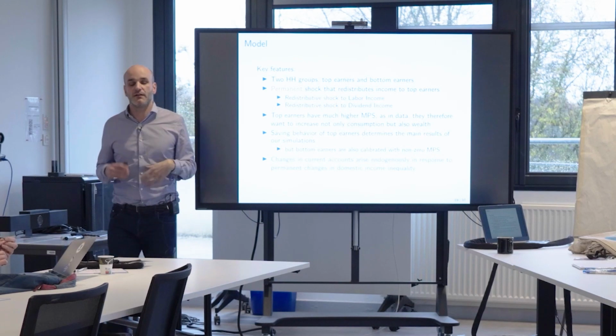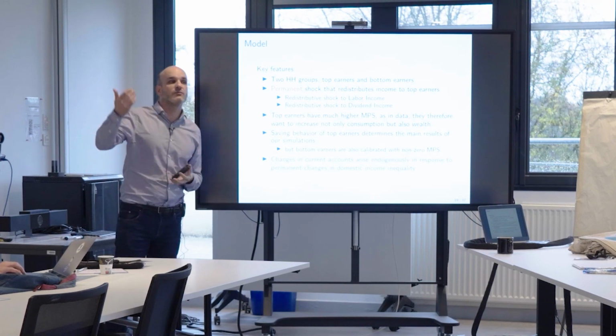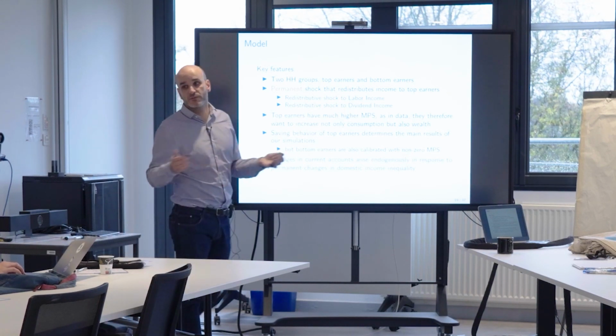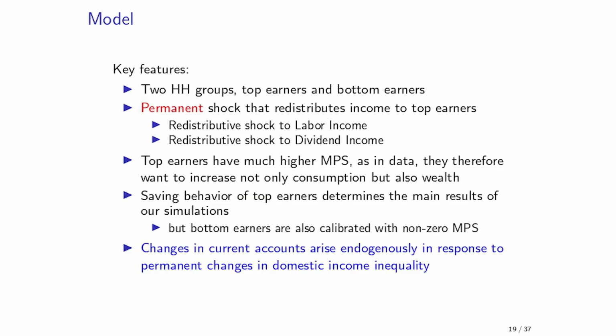Just for those who are not super into this literature, if you take the standard macro model, when you have a permanent income shock, there's no saving that follows from that. But this is very counterfactual, because if you look at the data, you find that rich individuals save much more, and you also have micro evidence that marginal propensity to save is not zero.